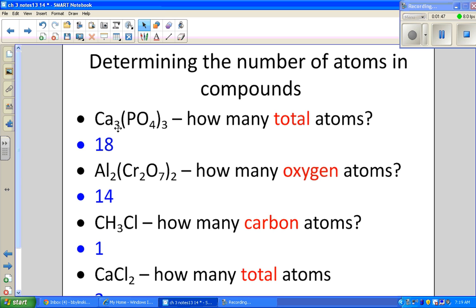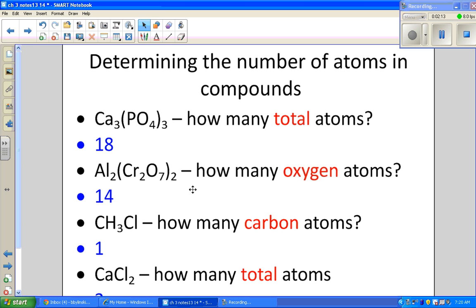So if you look, calcium has 3. Careful here with the parentheses, this 3 distributes. So you actually have 3 phosphorus. And the oxygen, that 4 and that 3, you don't add them, you don't subtract them, you multiply. So that's 12 oxygen. 4 times 3 is 12. So how many total atoms? 12 plus 3 plus 3 is 18.